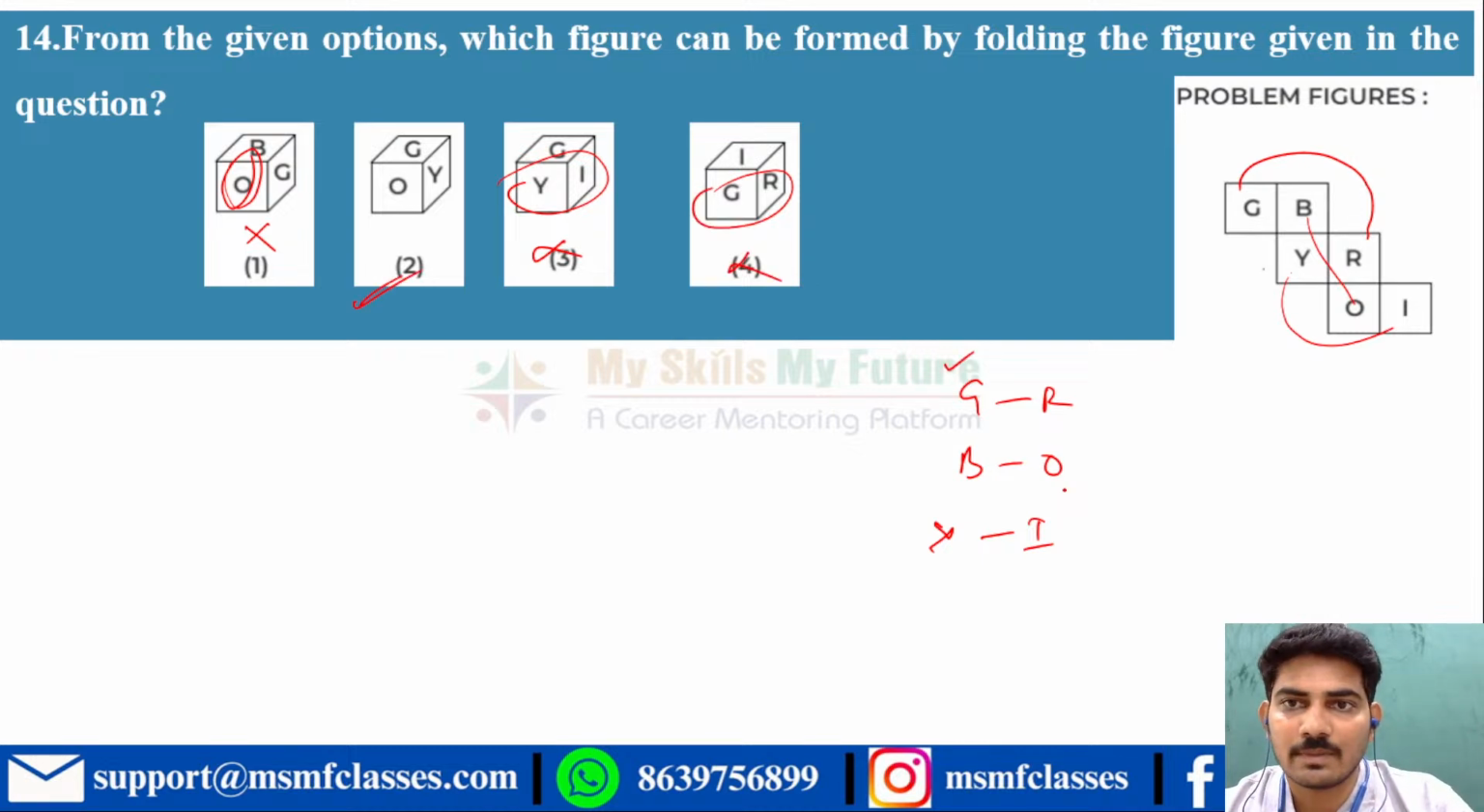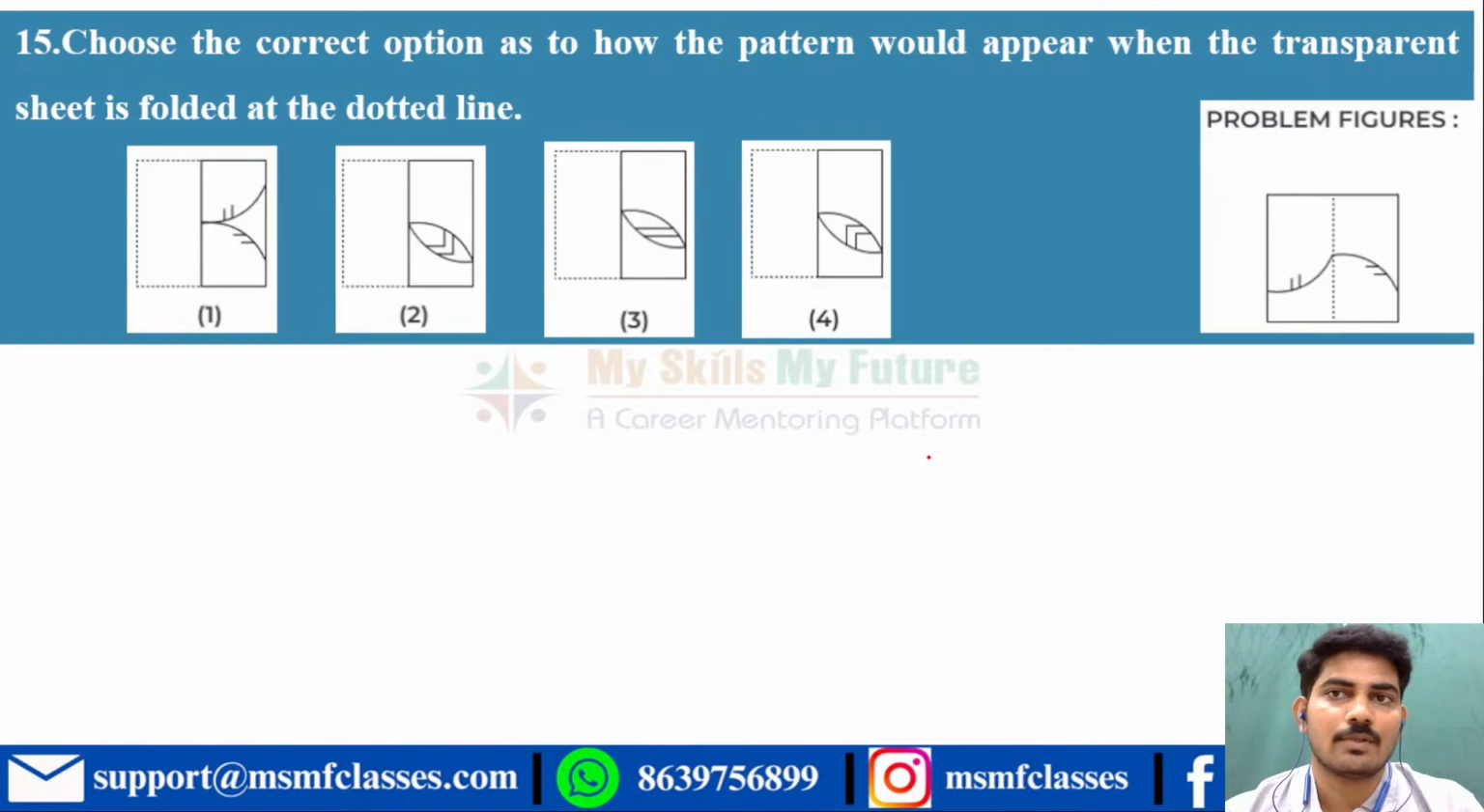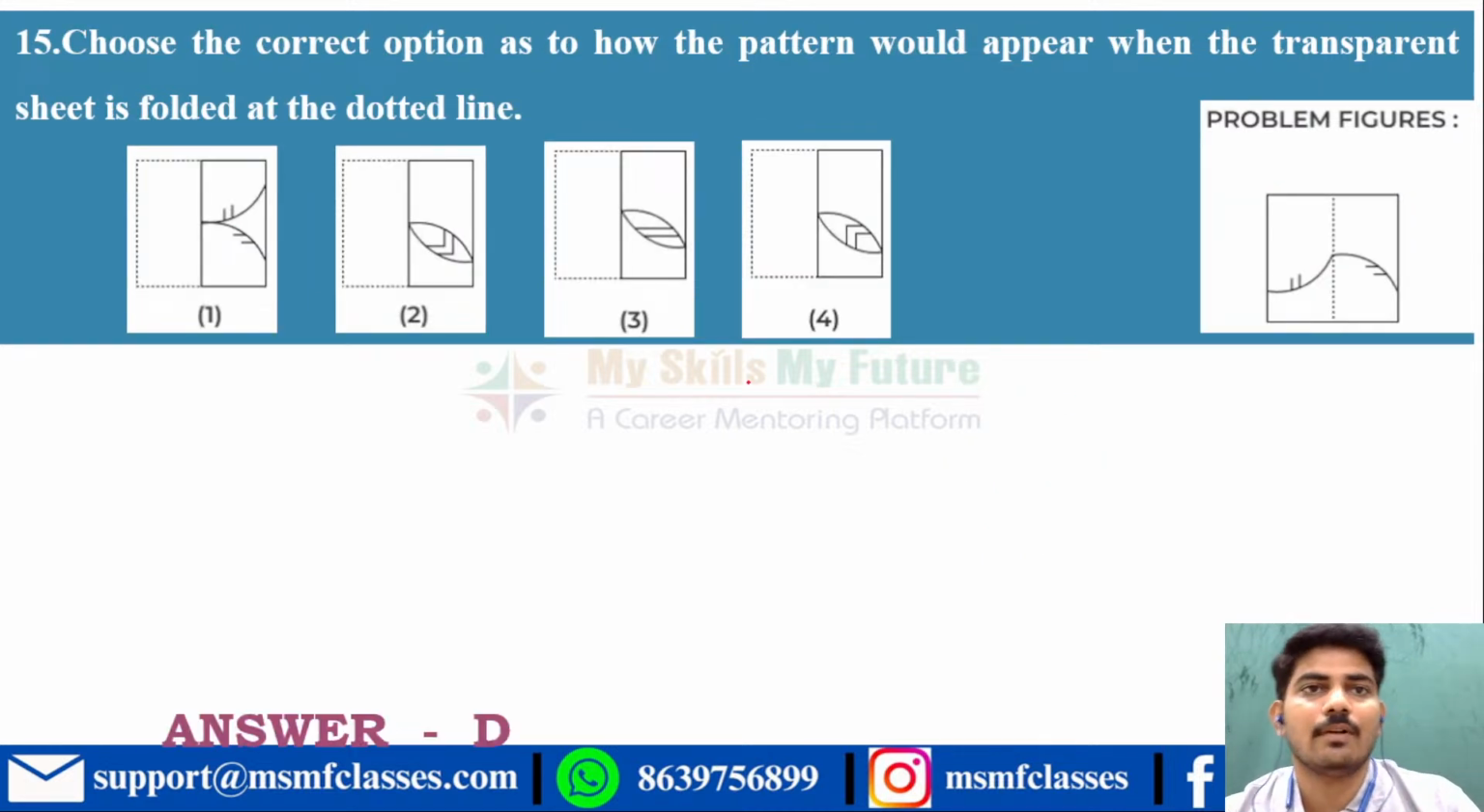So here G was present, here O was present, and here Y was present. So all are present additionally. So option 2 will be the correct one. And the next question.